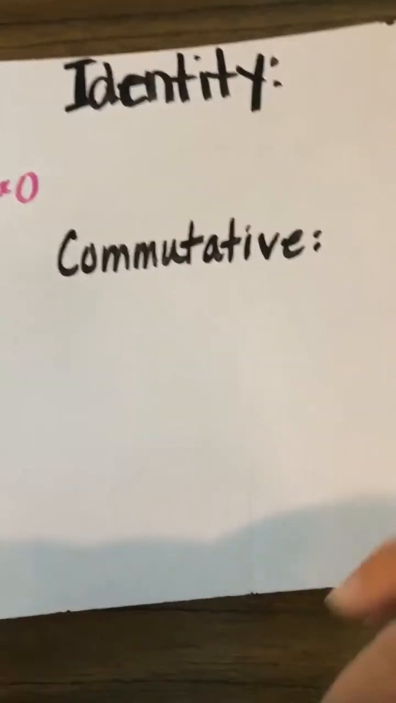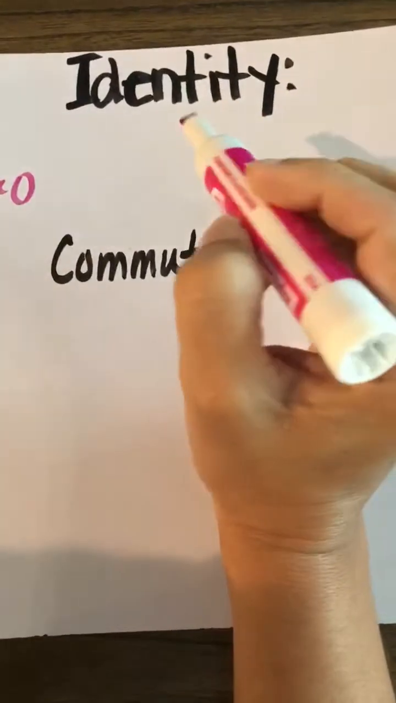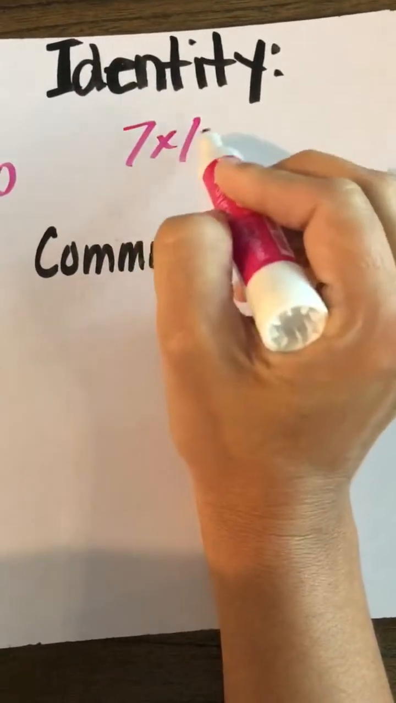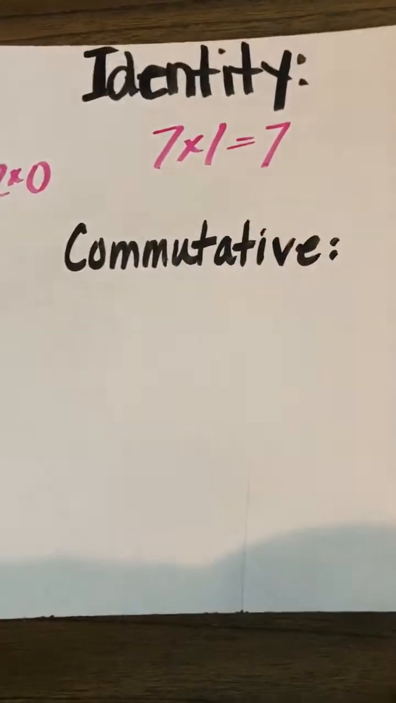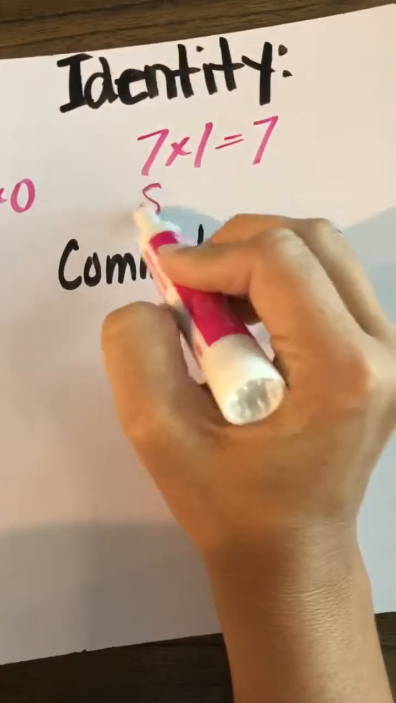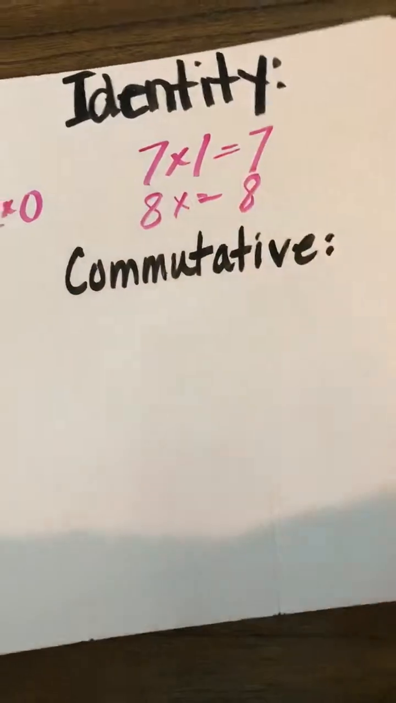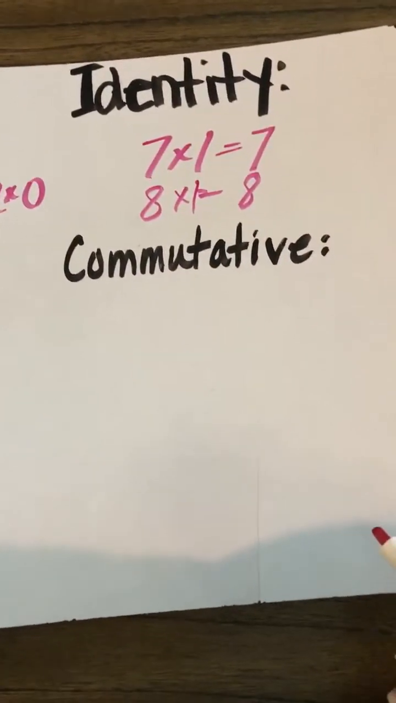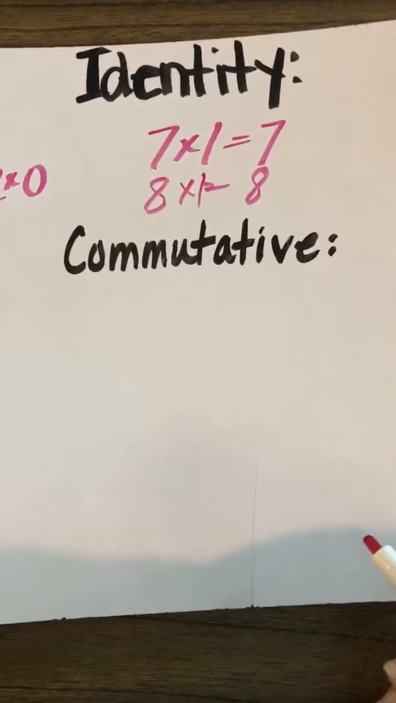Now, the identity property of multiplication, that's really easy too. That's just saying any number times 1 is that number. That's its identity. So 8 times 1 equals 8. 1 million times 1 equals 1 million. It keeps its identity when it's multiplied times 1.